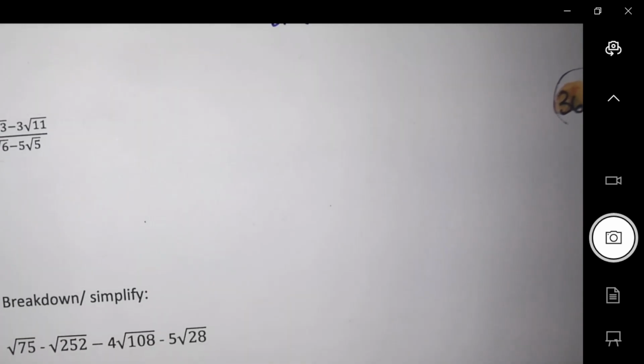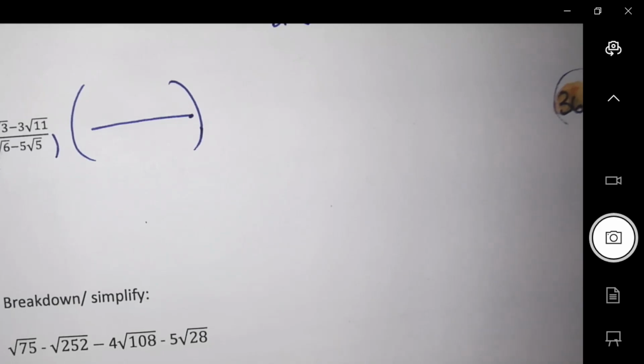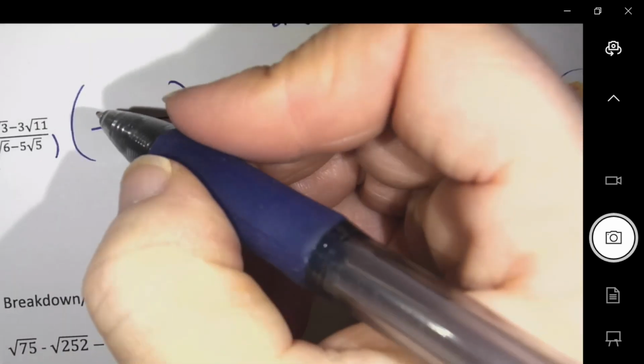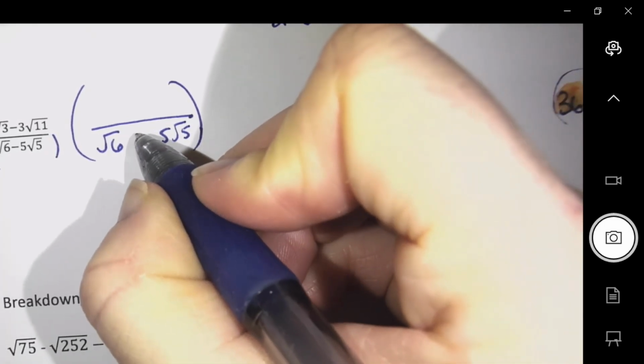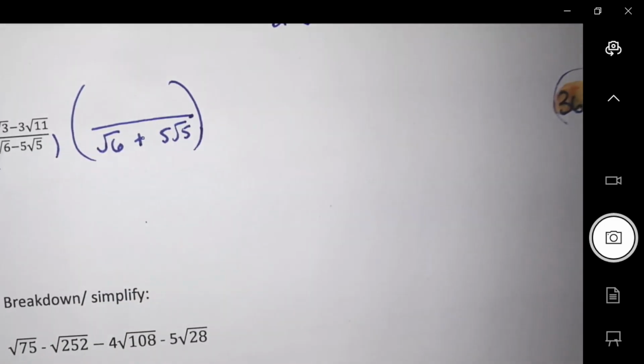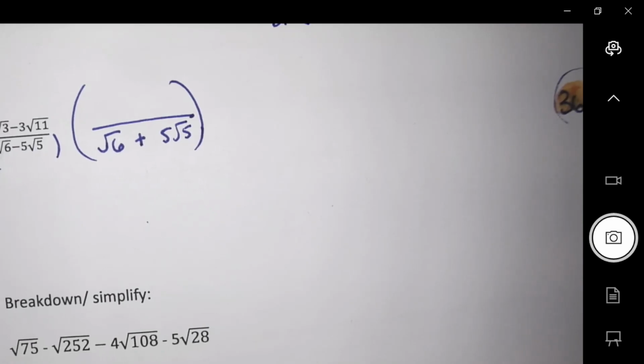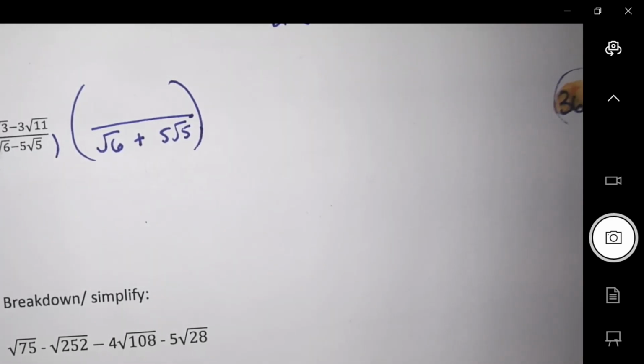What do you do to get rid of the bottom when it is a binomial term? You multiply by the conjugate. Multiply by the conjugate. So how do I write the conjugate of that bottom? So I rewrite it, but put a plus sign. So it looks the same except for one has a plus and one has a minus.